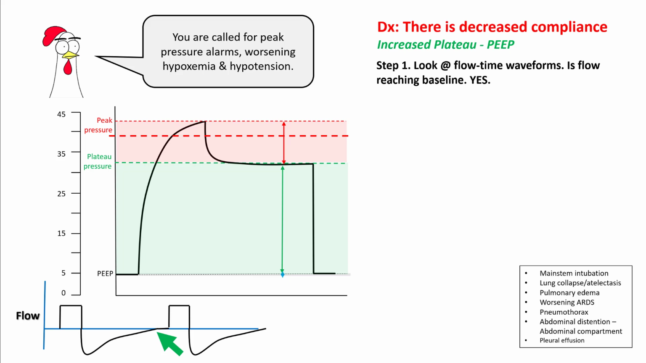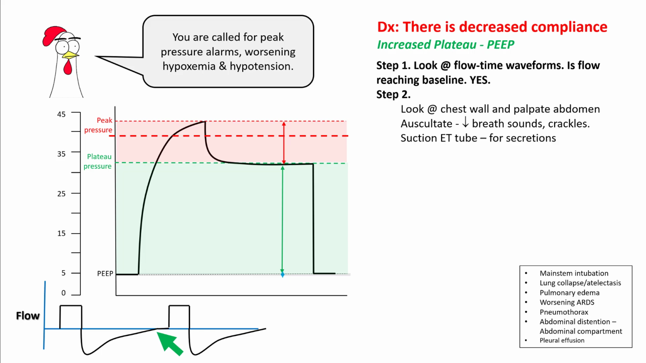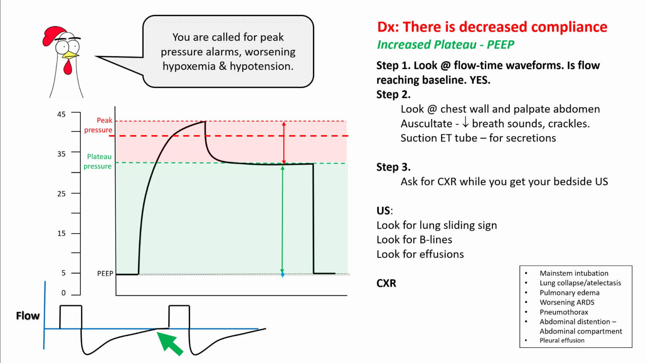Look at the flow time waveform quickly, and you see that the flow is certainly coming down to zero. Look at the chest wall, auscultate, look for decreased breath sounds and crackles, suction the endotracheal tube, and ask for the chest X-ray while you get your bedside ultrasound. Look for sliding sign, B-lines, and effusions.